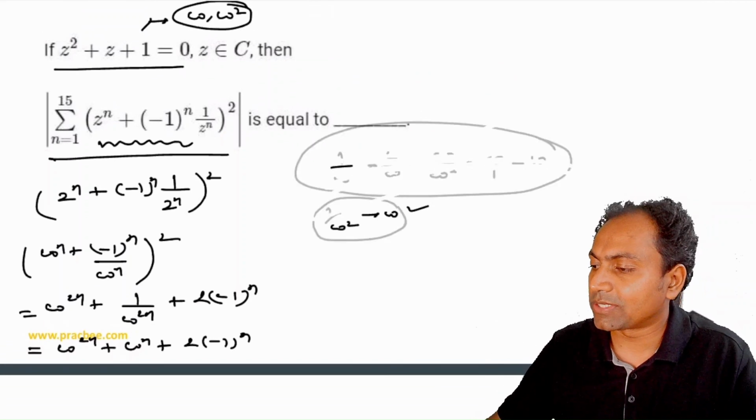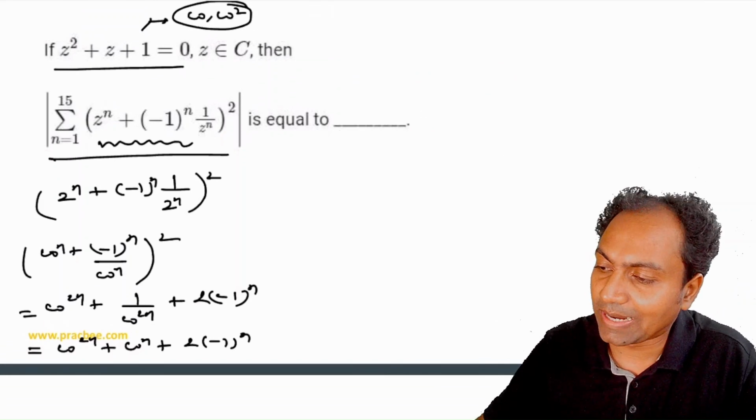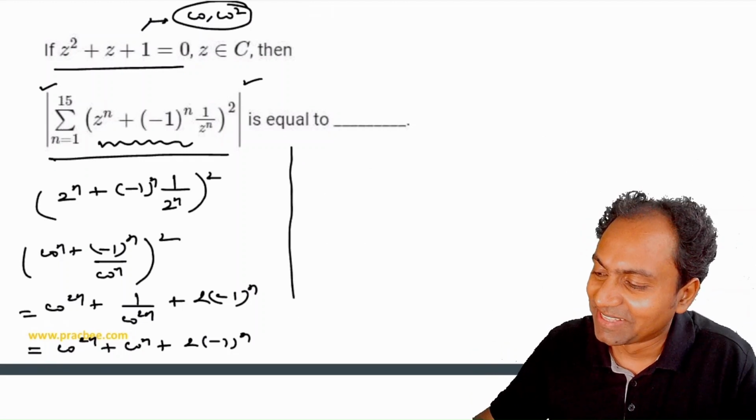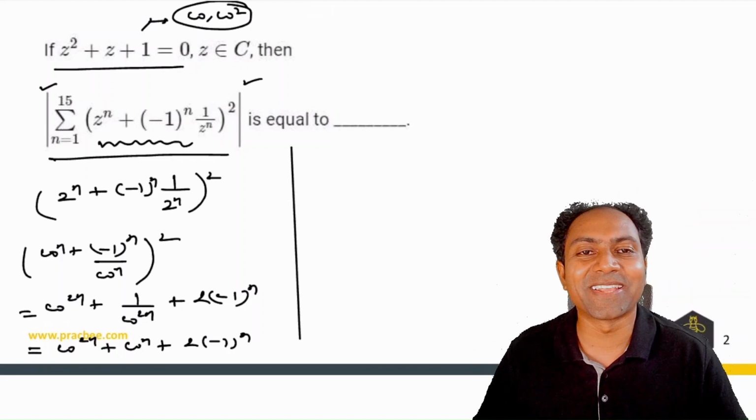Now what we are going to do next is find the value of this summation and then take mod of it. Because there are two things. Mod is also there. Do not forget this mod. Sometimes you forget the mod and then you wonder why the answer is not coming.